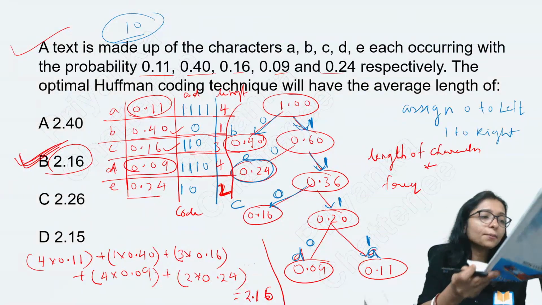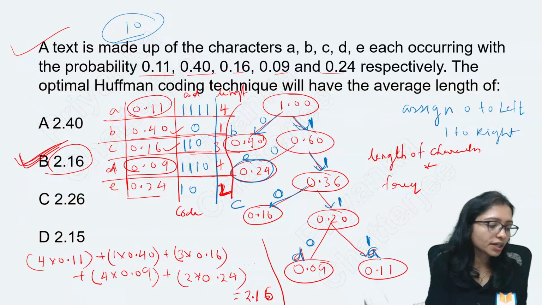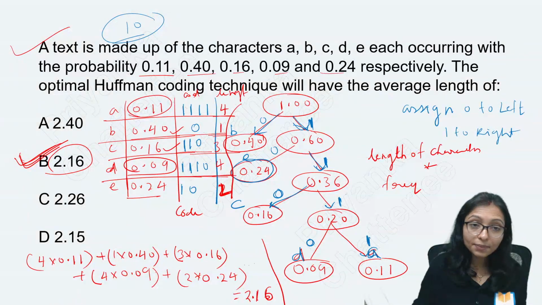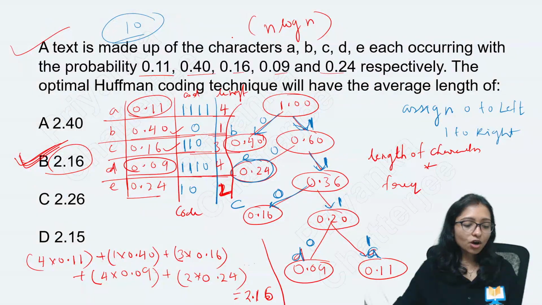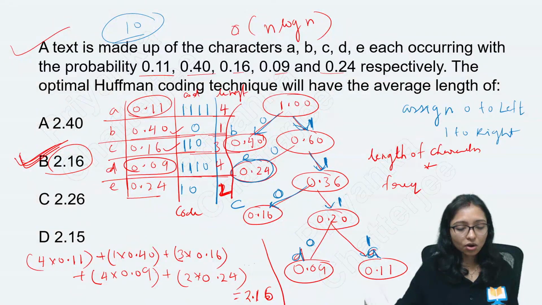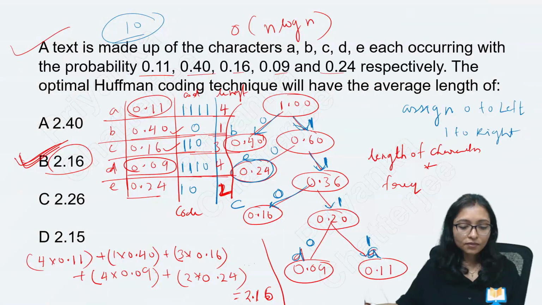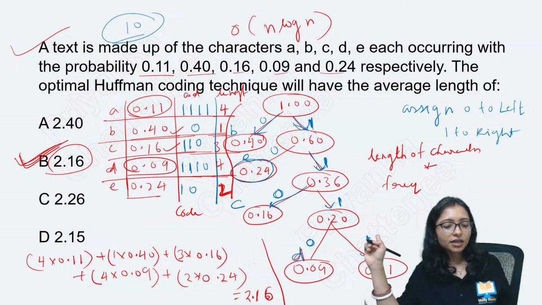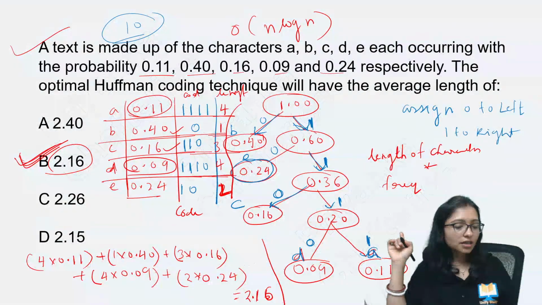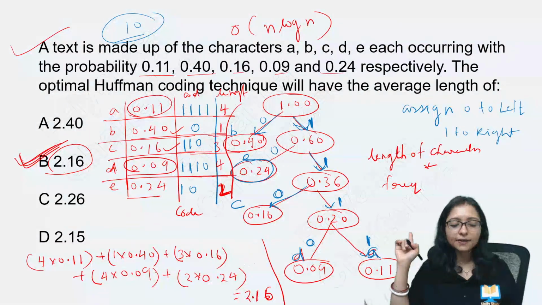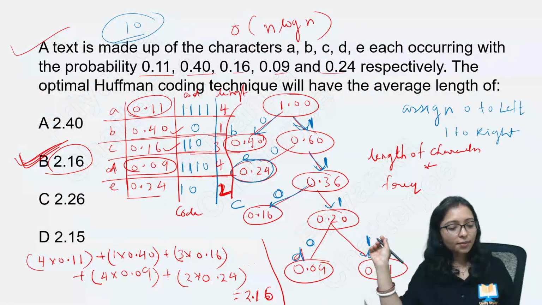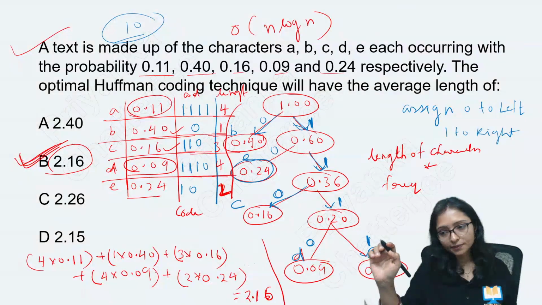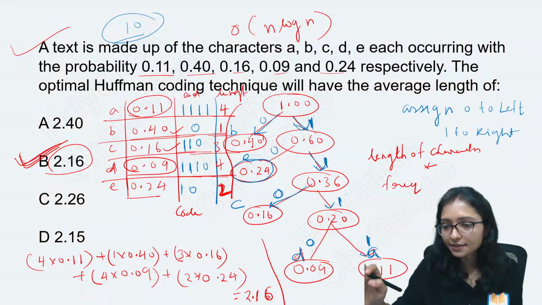So what is the complexity for Huffman coding? That is also maybe they can ask. Remember the complexity, n log n. Time complexity of Huffman coding is order of n log n, because it is working with n characters and extract min. Actually, for extract min it is log n. Then the overall complexity will be n log n.